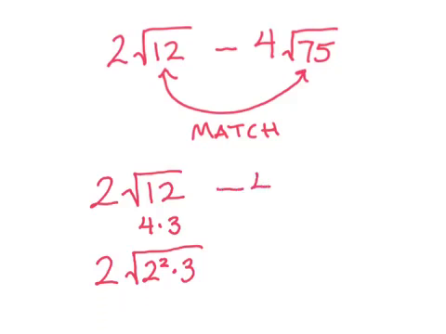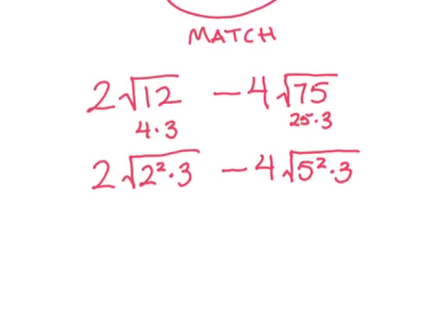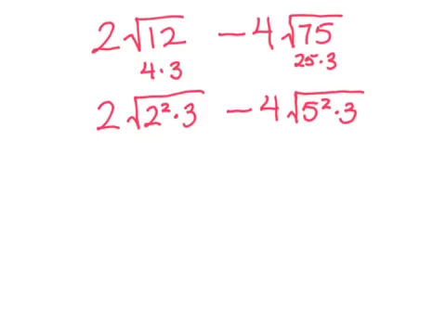We have minus 4, the square root of 75. Well, 75 is going to be 25 times 3. And 25 is 5 squared, so we can rewrite this as minus 4 times the square root of 5 squared times 3. We move this up so we have a little bit more room. Now to go ahead and actually finish simplifying this.